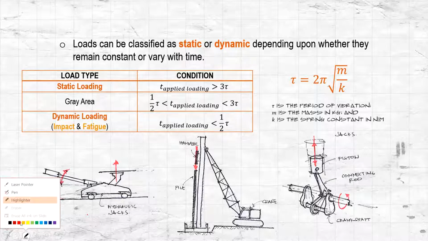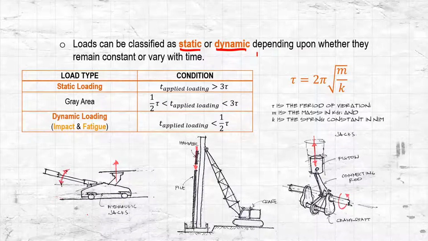Alright, loads can also be classified as either static or dynamic, and what that means is simply if the load remains constant with time, then that's static, or if the load varies with time, then that's dynamic loading. Okay, so what that means is that for static loadings, sometimes even though the load varies with time, if the gradual increase of the load is slow, then we can sometimes consider that as a static loading.